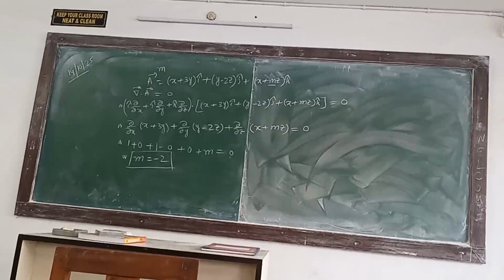Divergence of A equals 0. Now similarly, if a field is given in a question and it asks whether it is a source or sink, because a vector is given, then you have to find out the divergence. If the divergence is positive, then it is a source, and if it is negative, it is a sink.